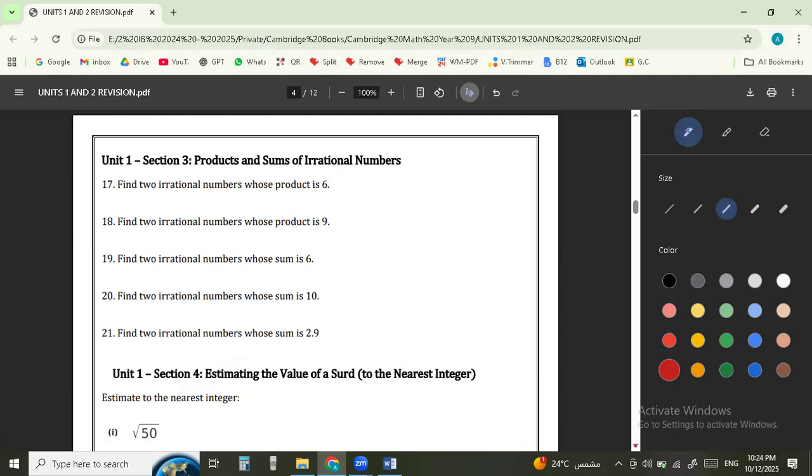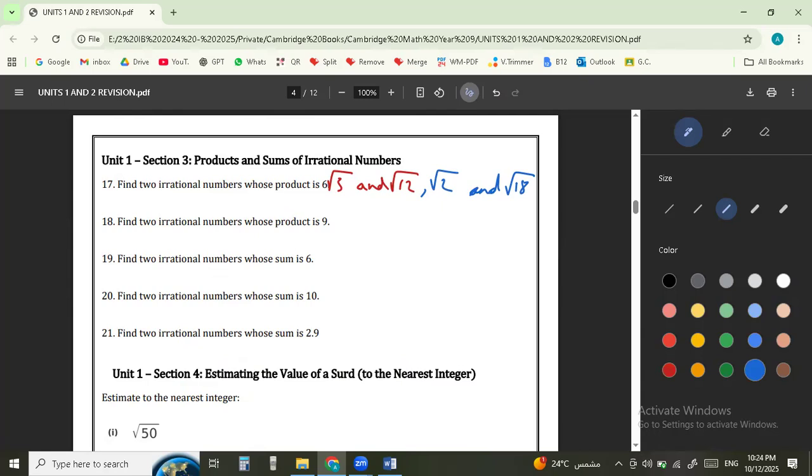Find two irrational numbers whose product is 6. Product? Okay. I can say root of 3 and root of 12. They are irrational. You multiply them, they give you root of 36, which is 6. What else? I got here root of 2 and root of 18. I multiply them, they give me root of 36, which is 6.